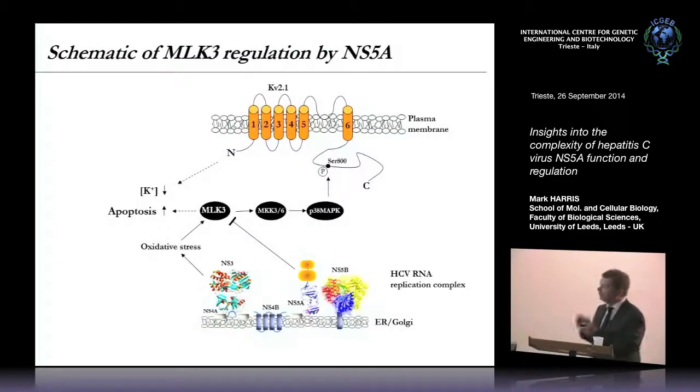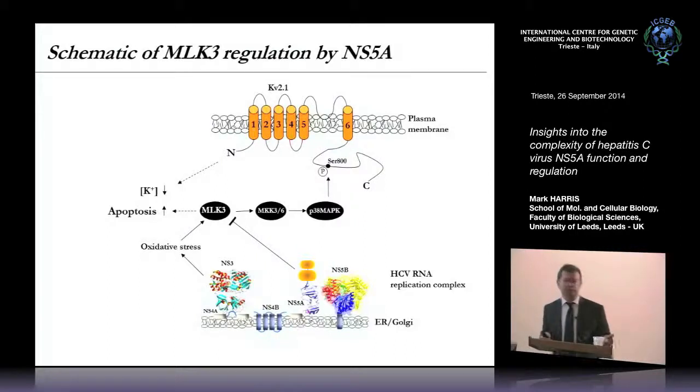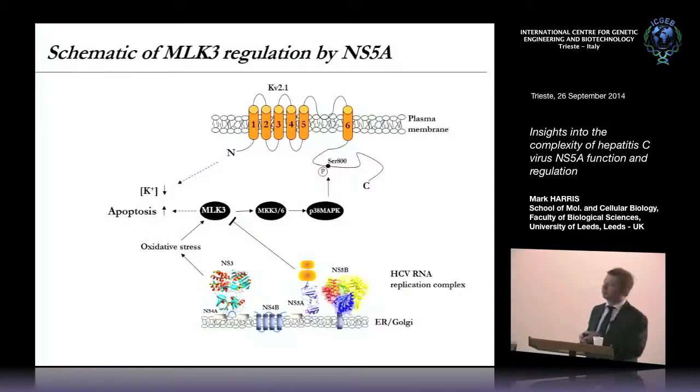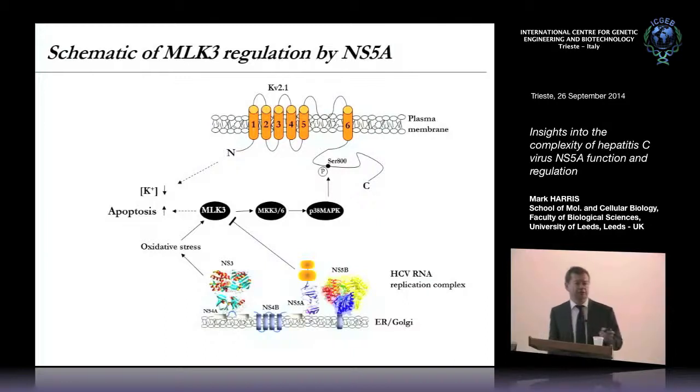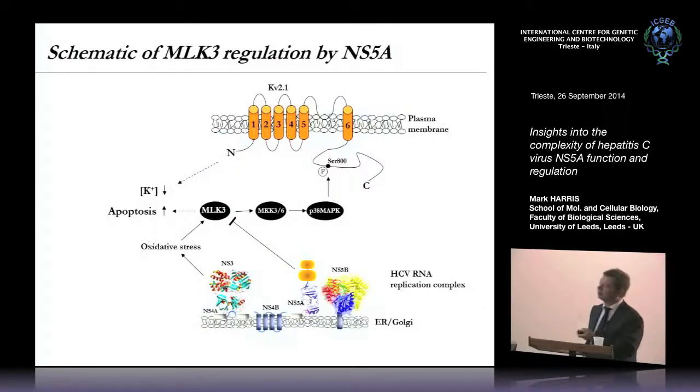So what we think is happening is that HCV is replicating, and the RNA replication complex and the replication of RNA has been shown to induce oxidative stress in infected cells or in replicon cells. We think that oxidative stress is then triggering apoptosis. Now, clearly, that is bad news for the virus. The virus doesn't want to have apoptosis induced because the virus-infected cell will die. So a virus has to have a way of blocking the induction of apoptosis. And so NS5A is blocking this pathway by blocking MLK3 activation, which is blocking the activation of Kv2.1. So we think that this is an important mechanism, not the only mechanism, but one mechanism by which this virus can avoid the induction of apoptosis.